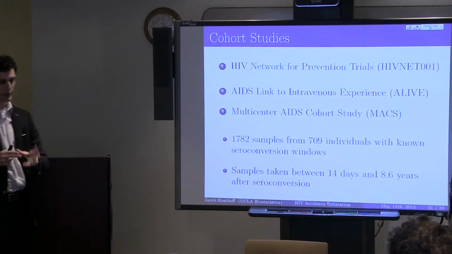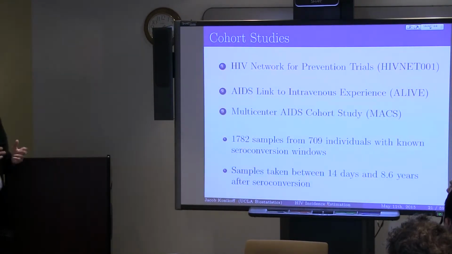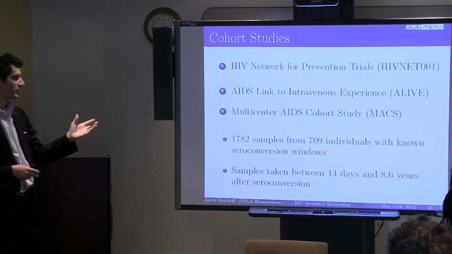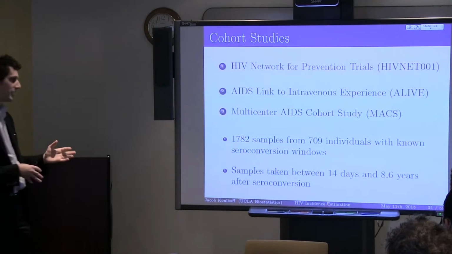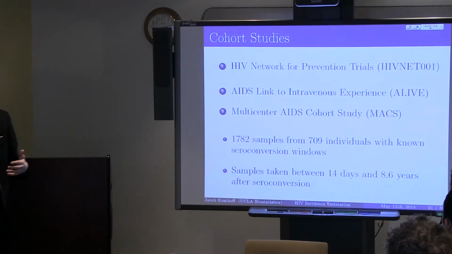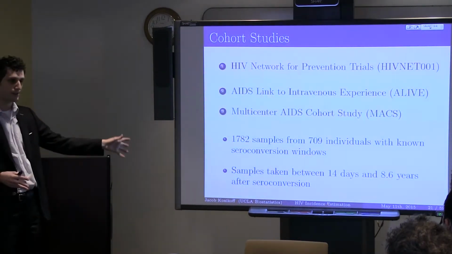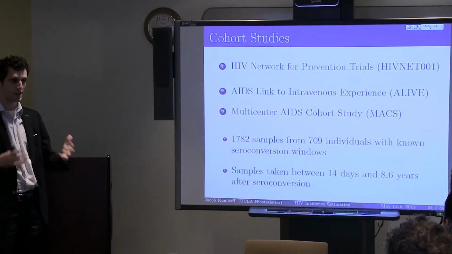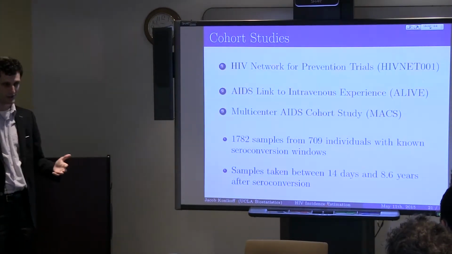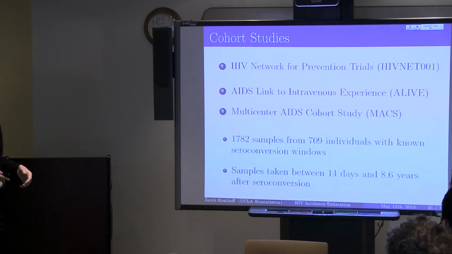So we don't know exactly when they seroconverted, but we have it usually within 6 months. And the samples were taken anywhere between 14 days and 8.6 years after seroconversion, which is going to basically allow us to measure this phi of t curve that we care about, how long people spend in that early disease stage, out to 8.6 years.